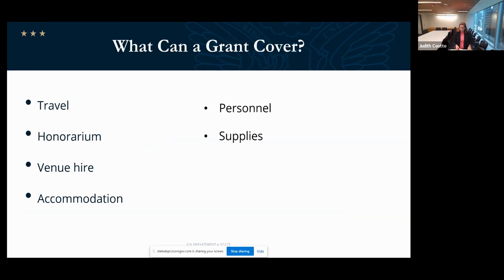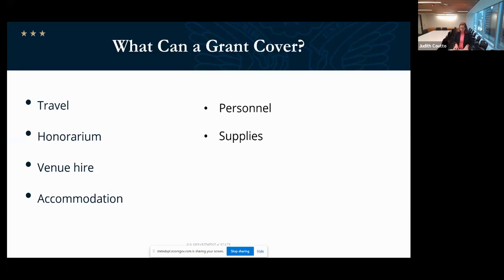So that's a little bit about the why. Now the how. What can a grant cover? Actually, I wanted to skip this, but we're here now. So a grant can cover expenses in these areas: personnel, supplies, travel, honorarium, facilities, and accommodation, particularly if you're inviting someone to travel to Australia as part of an exchange.